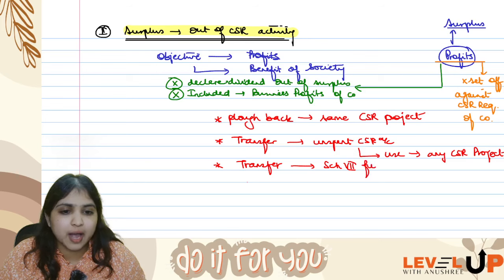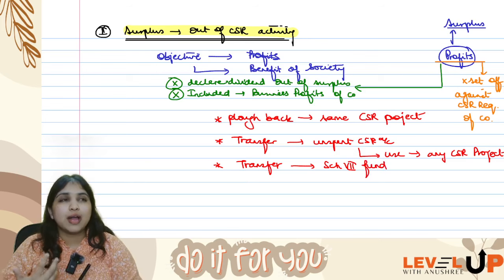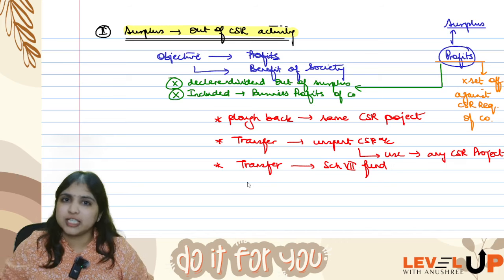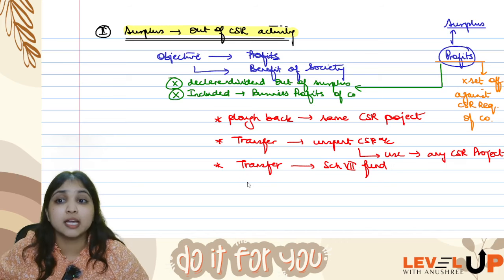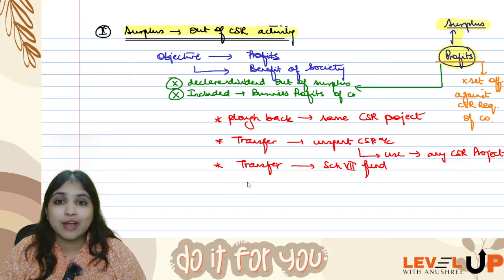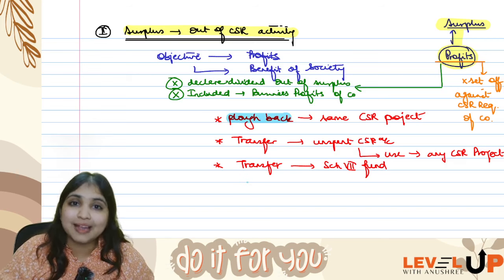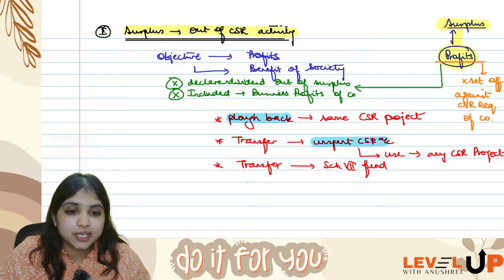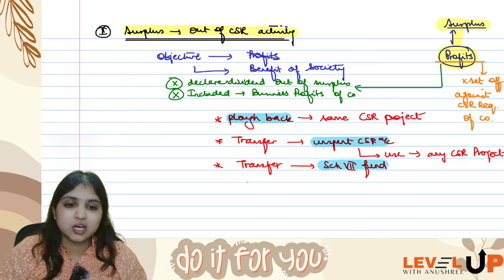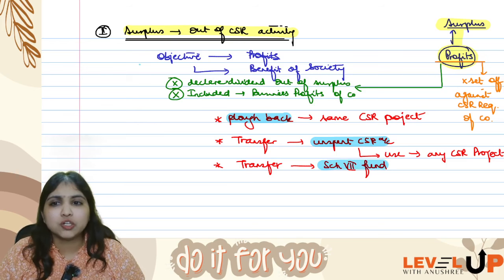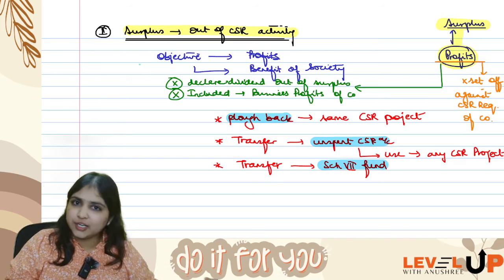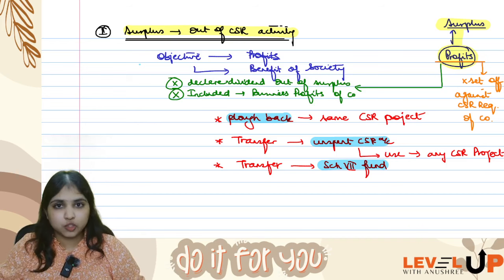Like in Schedule 7, you have Prime Minister Cares Fund, you have PM National Relief Fund, you have the Clean Ganga Fund, Swachh Bharat Kosh. So you can transfer it into Schedule 7 fund. Understanding. So company is asking you, what should I do with these profits? What should I do with the surplus? Company, you have only 3 options. Either you can plow it back into the same CSR project, or you can transfer it into unspent CSR account and use that money for any CSR project, or you can simply transfer it into any Schedule 7 fund. Any of these 3 you can do.